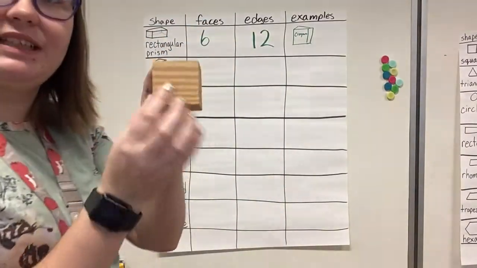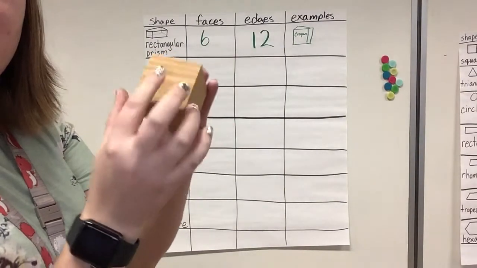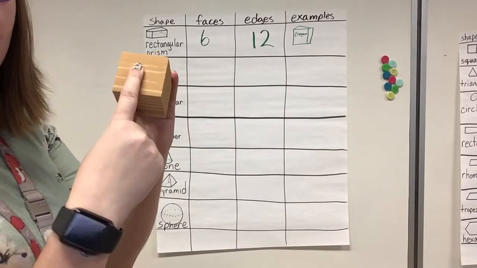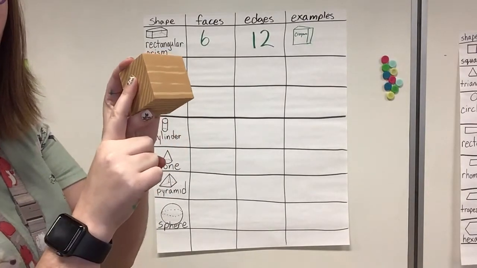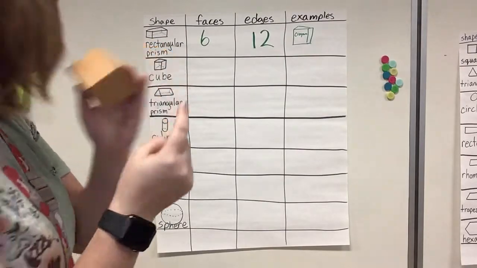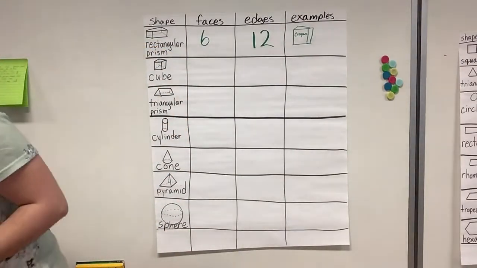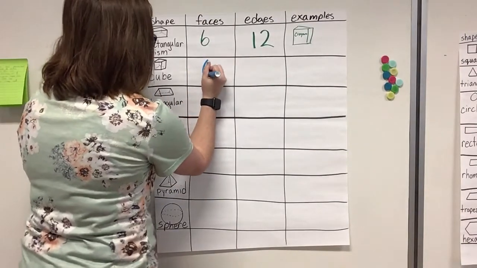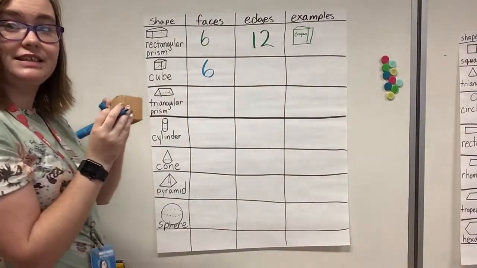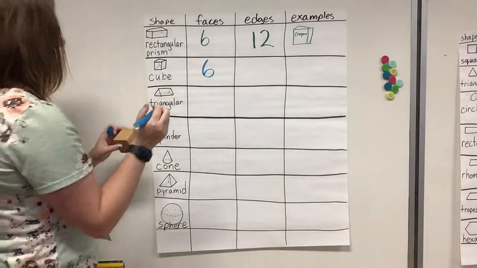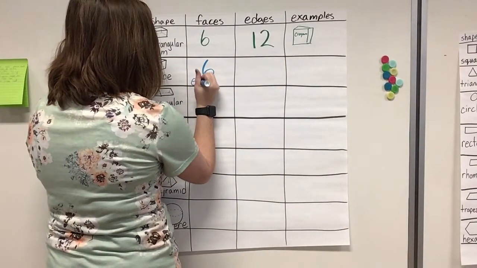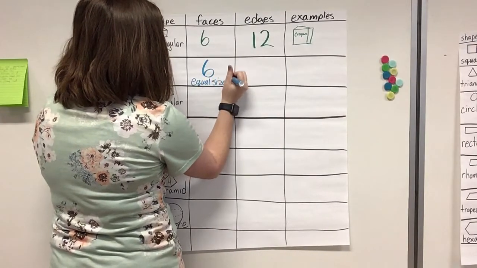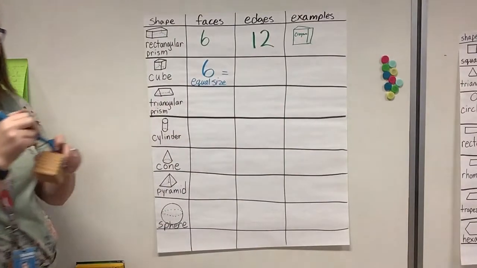So let's count the faces. 1, 2, 3, 4. Now I have to count the ends. 5, 6. How many faces are there? 6. Good job. Now, what did I say was special about these ones, though? All the faces need to be the same size. They need to be equal size, like a square. So I'll put the little equal sign again for us.